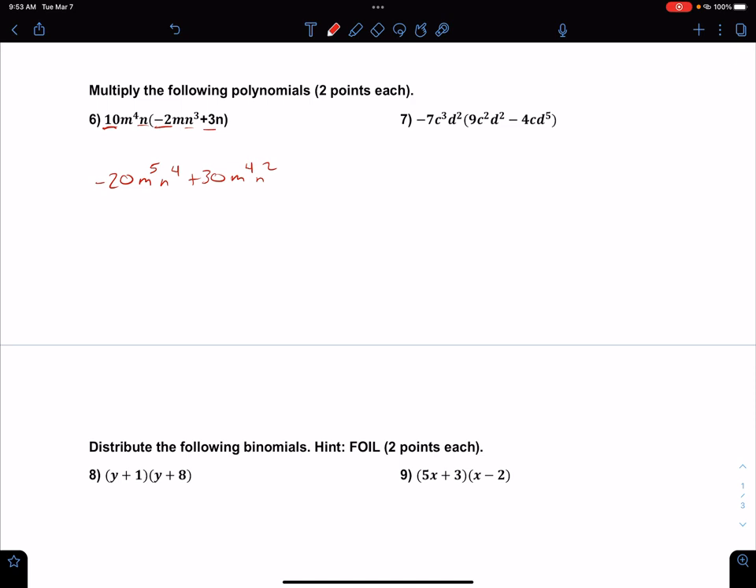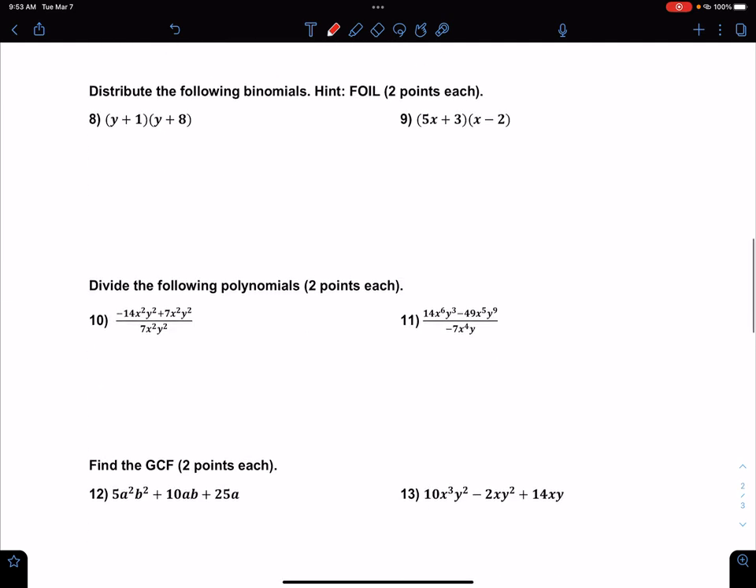Okay, number 7. Negative 7 times 9 is negative 63. I count my C's. I count my D's. Okay, then I have negative 7 times negative 4, which is 28. Count my C's. Count my D's. It's very easy. Okay, the next thing, distribute.